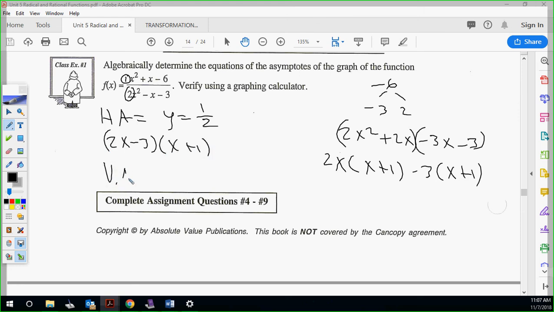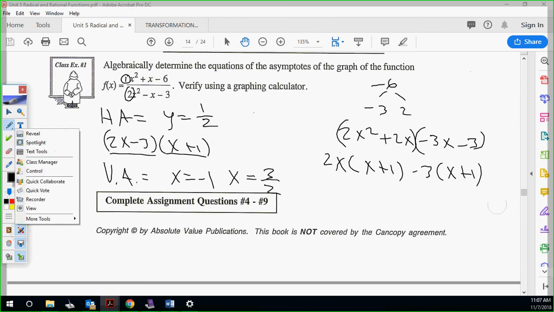So for my vertical asymptotes, I have 2. They are x equals -1 from here, and x equals 3/2 from here. All right, that's it for that.